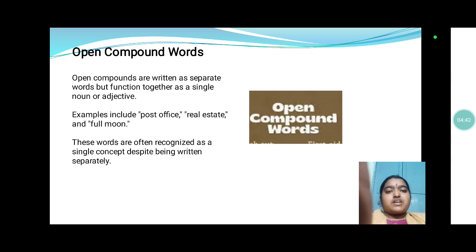These words are often recognized as a single concept despite being written separately. Though they are written separately, like post office, separated by a gap, we read it together as post office. So it is one word. These are known as open compound words.